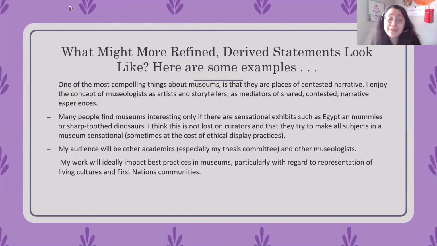My audience will be other academics, especially my thesis committee. If I were still working on my thesis, which I'm not, I finished my thesis and dissertation, and thankfully I am past that. But for those of you still in it, or even just working on a research paper for the end of the term, good luck with that. Anyway, my audience at the time, and your audience now, would probably be anyone who's evaluating your work, and possibly others, in my case, other museologists. My work will ideally impact best practices in museums, particularly with regard to representation of living cultures in First Nations communities. Okay.